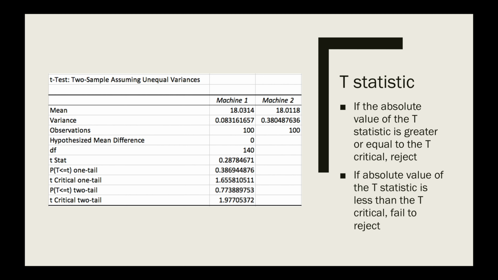So if machine 2 is greater than machine 1, that is significant. And if machine 2 is less than machine 1, that is significant. If we were only testing if machine 2 was greater than or equal to just one of the two, then we would be doing a one-tailed test. But for our case, we're doing a two-tailed test. So we compare the t-statistic to the t-critical.